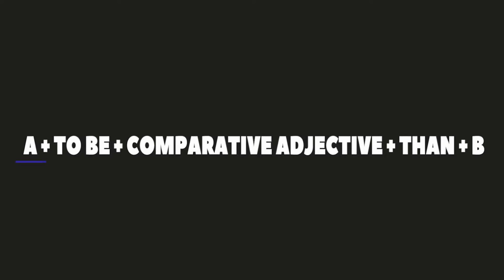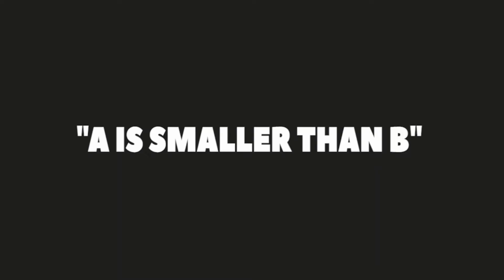Great. Now, here is the formula for making a comparative sentence. You've got A plus the to be verb plus the comparative adjective plus than plus B. Now again, that may sound kind of confusing, but all it boils down to is A is smaller than B.